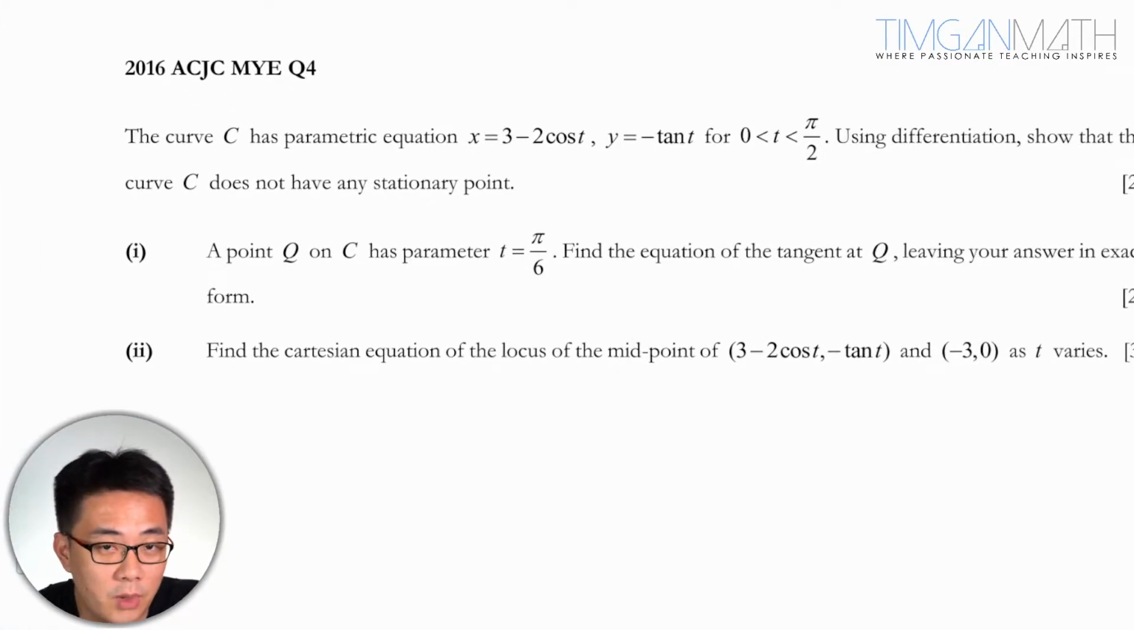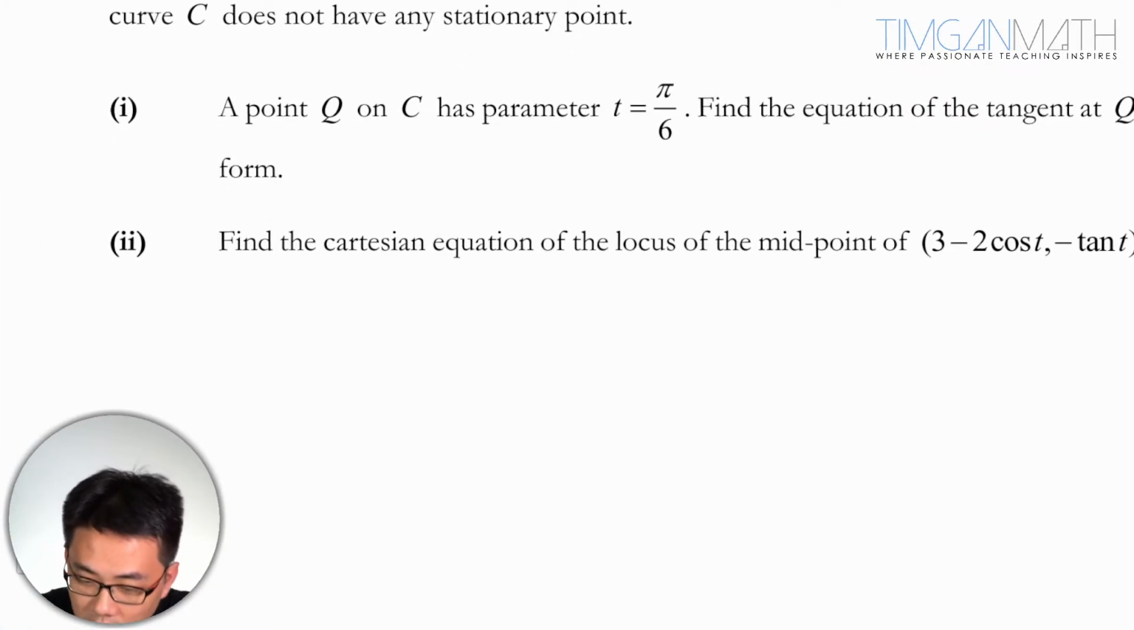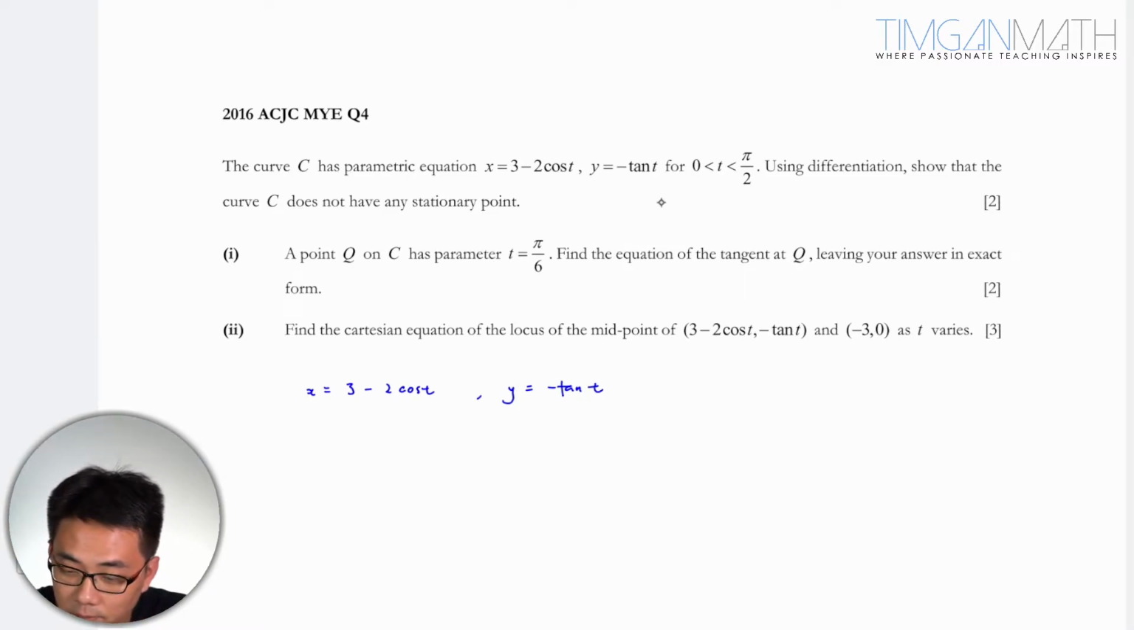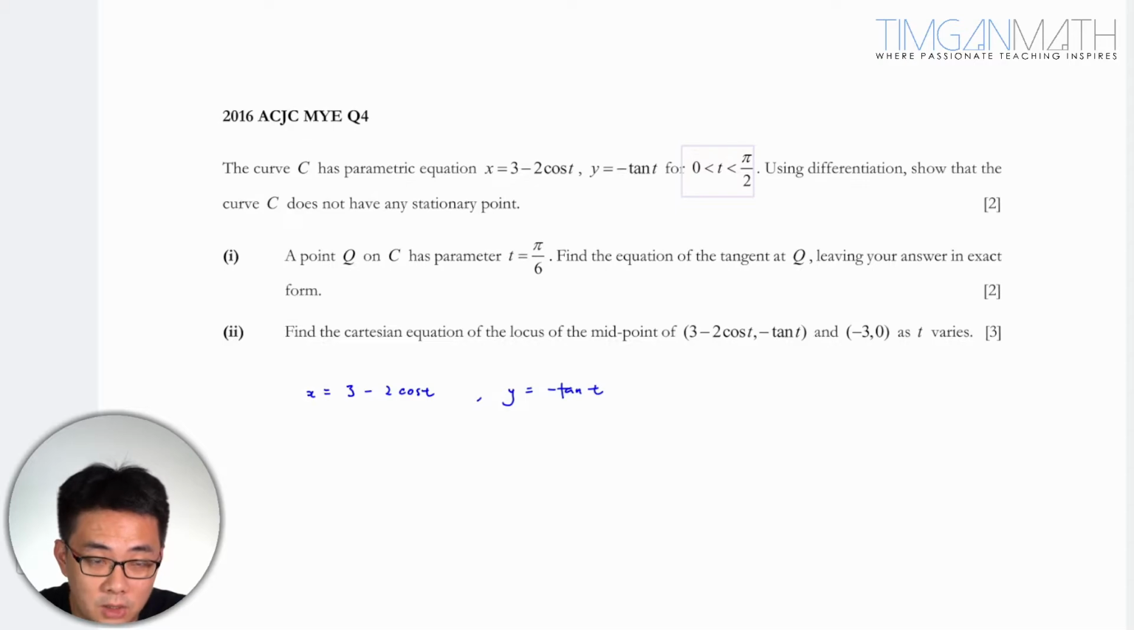So the curve C has a parametric equation of x equals 3 minus 2 cosine t, then y equals negative tangent t, for t between 0 and pi over 2. Using differentiation, show that C does not have any stationary point.